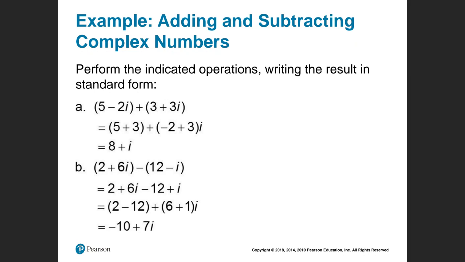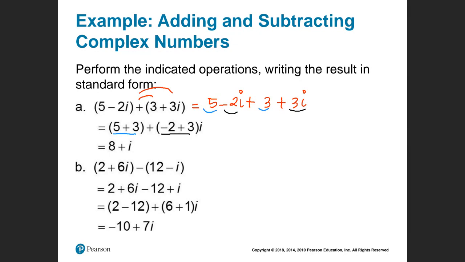Go to the example here. Perform the indicated operations, writing the result in standard form. Okay, (5 minus 2i) plus (3 plus 3i). Because this is positive, no change of sign. So I can write down 5 minus 2i plus 3 plus 3i. Remember, combine like terms, constant with constant. This is 5 with 3, so 5 plus 3. The next one is negative 2i plus 3i. These are like terms, so we can write negative 2 plus 3, times i.